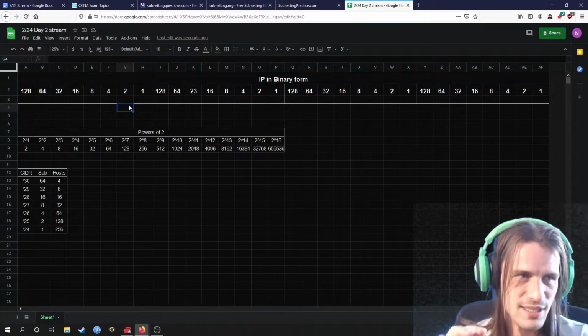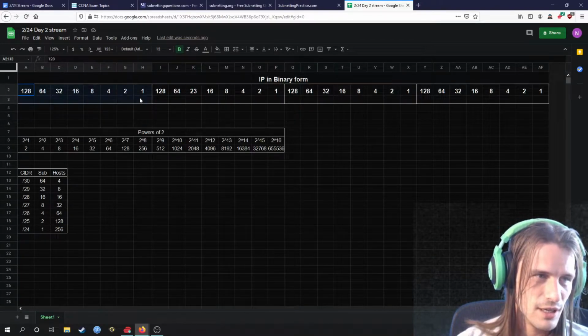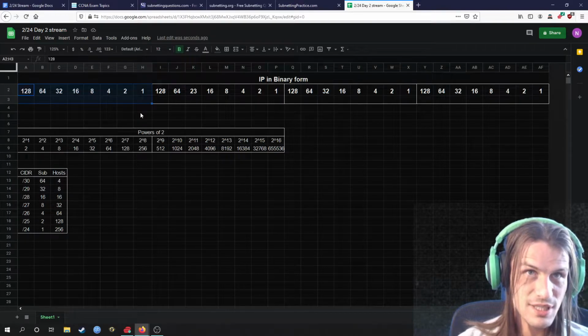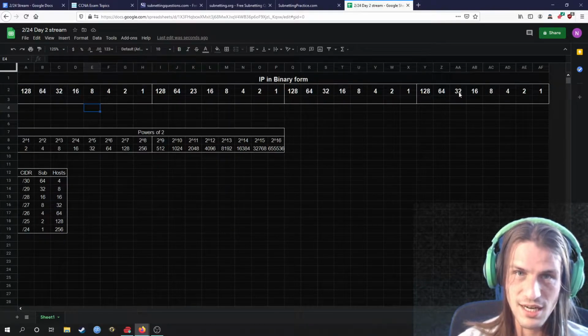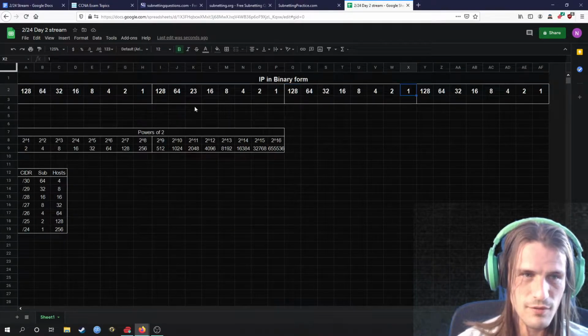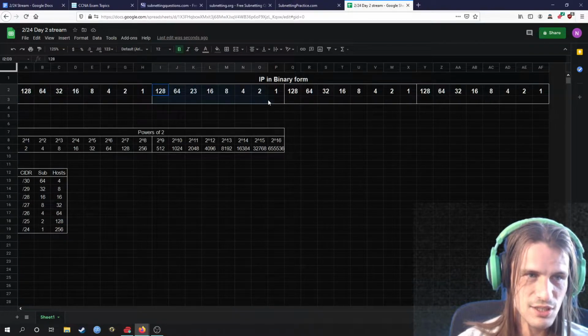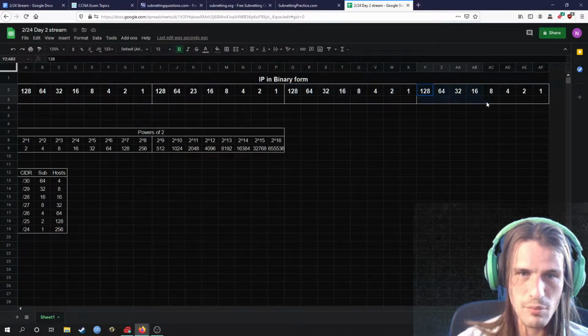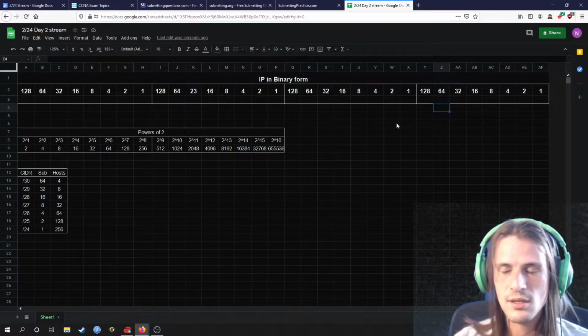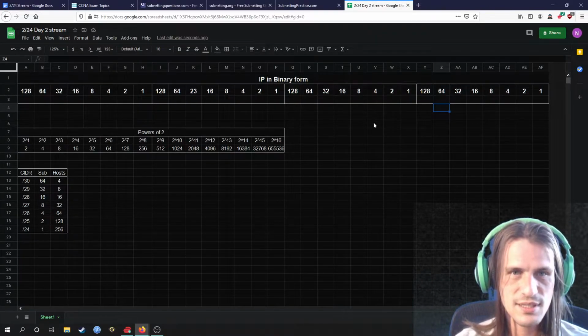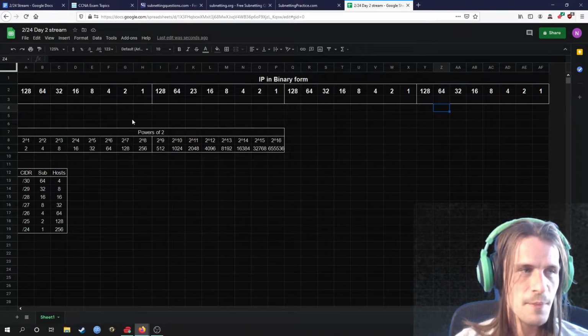Okay, so anyways, back to this. So if a single decimal of 0 to 255 can be represented by an octet, and we have 4 octets in an IP address, then we need 4 of these representations to get a binary representation of an IP address. I hope that made sense. That was a lot of words.